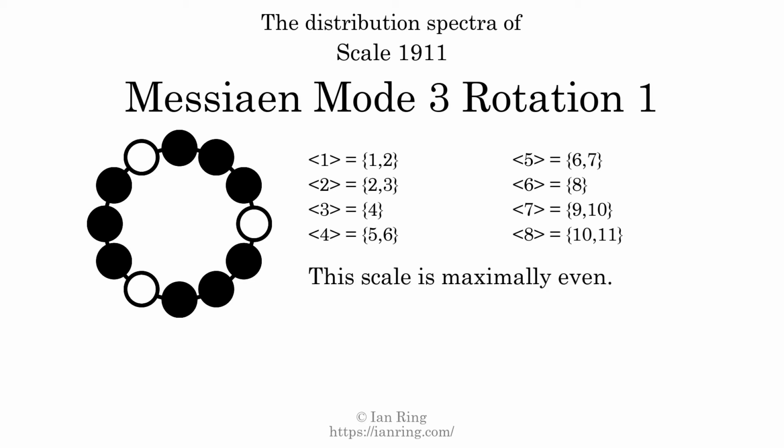The highest spectrum width is 1. Since it is less than or equal to 1, that means this scale is maximally even. If every spectrum has exactly 2 specific intervals, we call that the Messiaen property. This scale does not have the Messiaen property. Since the generic interval ranges do not overlap, this scale is proper, but it is not strictly proper because some specific intervals appear in more than one spectrum.